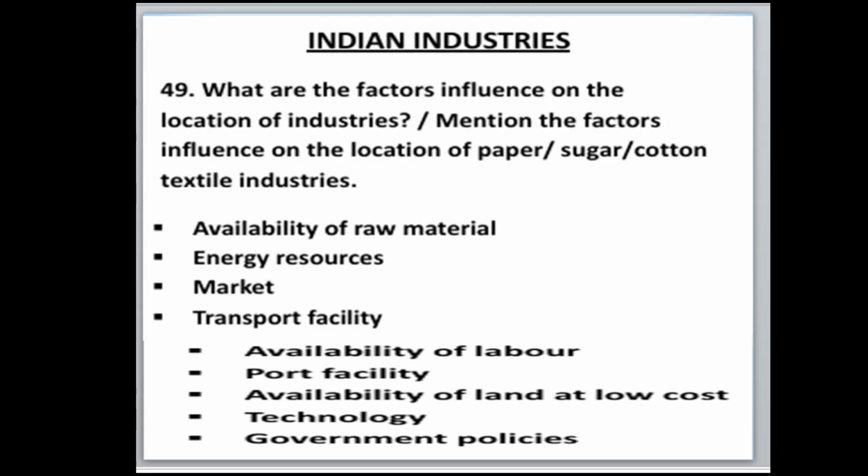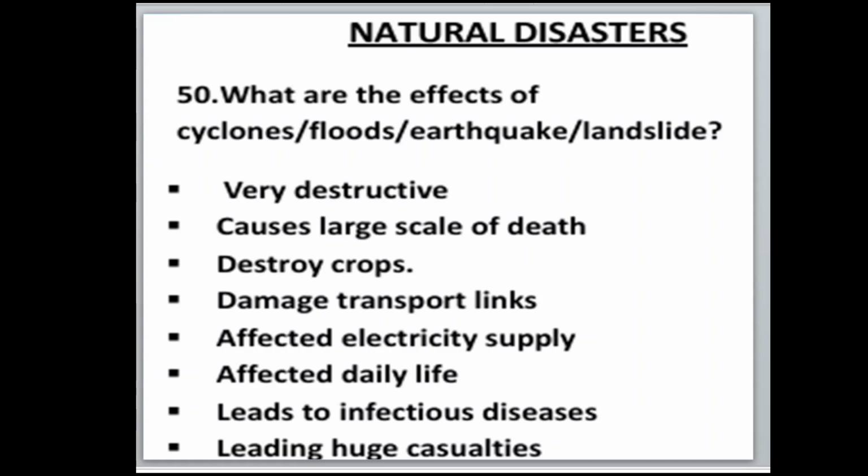Indian industries. What are the factors influencing the location of industries? Mention the factors influencing the location of iron and steel, sugar, and cotton textile industries. Availability of raw material, energy sources, resources, market, transport facility, availability of labor, bank facility, availability of land at low cost, technology, and government policies.